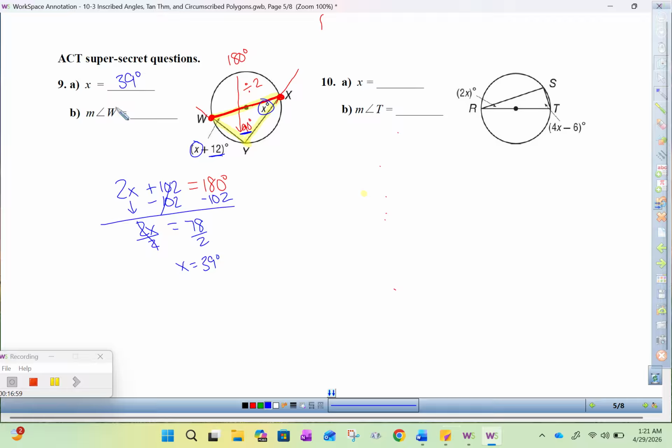And that will help us solve, I presume, for the next thing. So it wants us to solve for the measure of angle W, which is this one right here. They gave us the expression. We just have to plug in our x value. So that'll look like 39 plus 12, a nice 51 degrees.